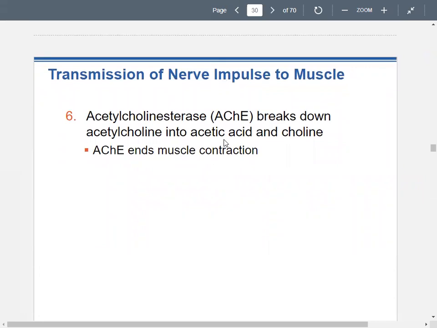Okay, now, what if this went on forever? You couldn't stop your muscles, right? You'd just be stuck, like you'd be having a cramp, right? You have to have a way to stop this. So acetylcholinesterase, or AChE, will break down your acetylcholine. It breaks it down into two things, acetic acid and choline. So it's decomposition, remember that? AChE is going to end the muscle contraction because it's removing that ACh so it can't make that muscle contraction keep happening.